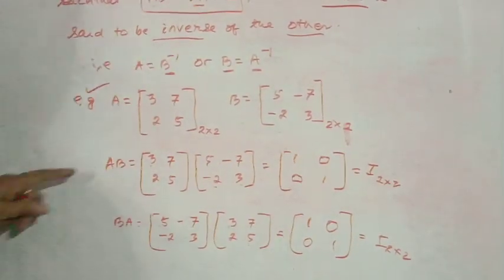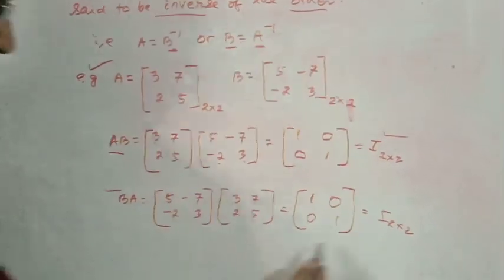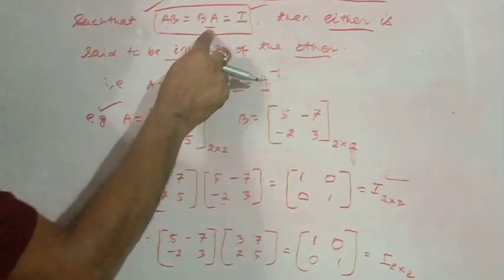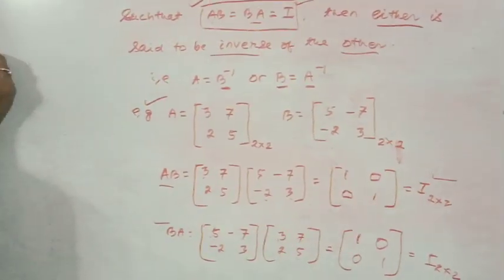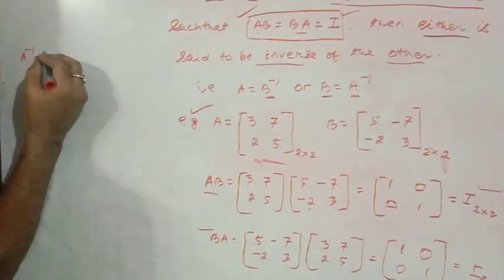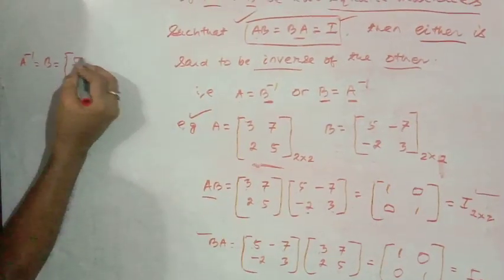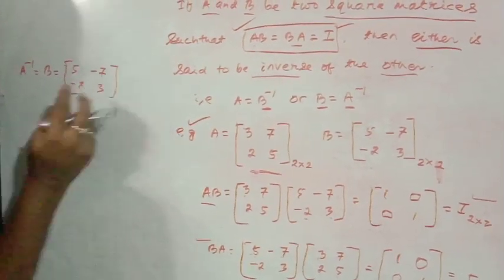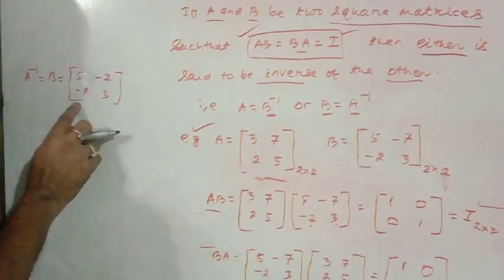Now since we have observed that AB is equal to the identity matrix I and BA is equal to the identity matrix I, that means it is satisfying the condition that AB is equal to BA is equal to I. So we can say that the inverse matrix of A is equal to the B matrix, which is equal to the matrix 5, minus 7, minus 2, 3. So this is the inverse matrix of the A matrix. The inverse of the A matrix is equal to B.